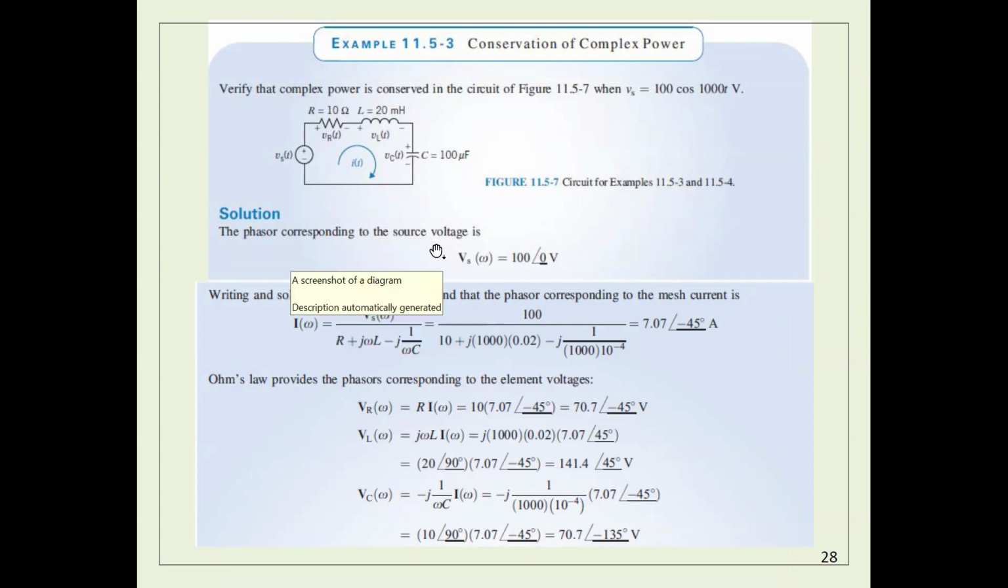Let's have one more example here. In this example, verify that complex power is conserved. What does it mean that the complex power is conserved? It means that the power generated by the source should equal the power here plus the power here plus the power here. The total power. Okay? So now this is the meaning of conserved. So the power generated here will equal the total power we have here. Okay? So anyway, let's see.